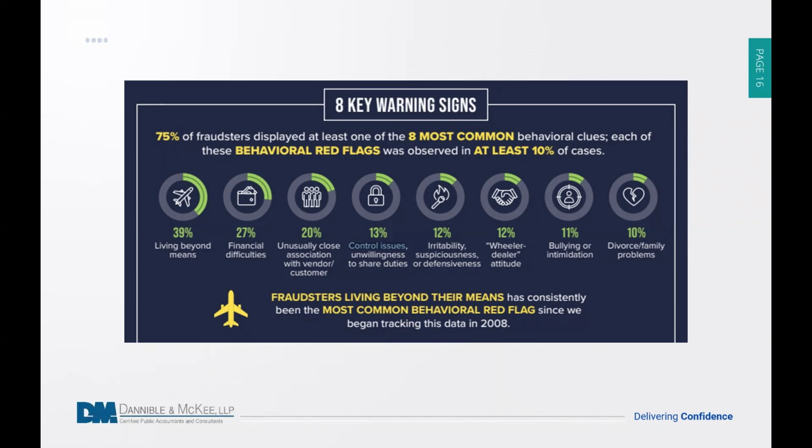But this last sentence here at the bottom says, since the ACFE began tracking this data in 2008, living beyond means was consistently the most common behavioral red flag that was found in the aftermath that indicated this person was committing a fraud, and someone should have looked into it a little more.